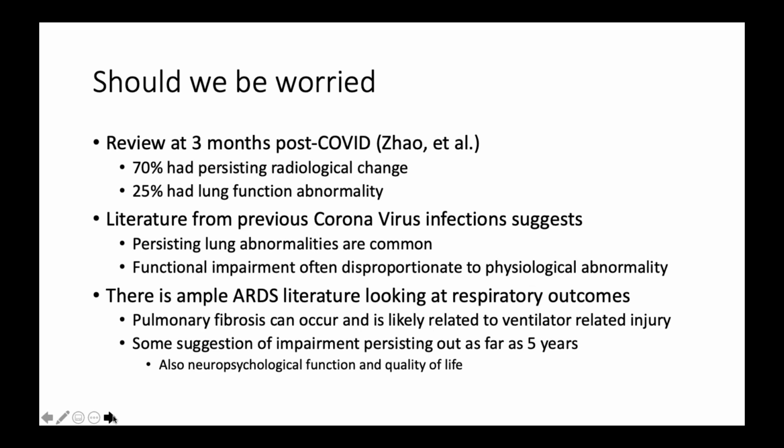We know that people with the most severe disease do develop ARDS. We can argue whether it's the same as other ARDS or not. But there is certainly an occurrence of pulmonary fibrosis with ARDS, but it's thought to be largely related to ventilator associated injury rather than the underlying ARDS. But certainly there is, from the ARDS literature, suggestion of impairment both in physiological terms and functional terms out as far as 5 years. And also importantly, changes in neuropsychological function and quality of life out to that time as well.